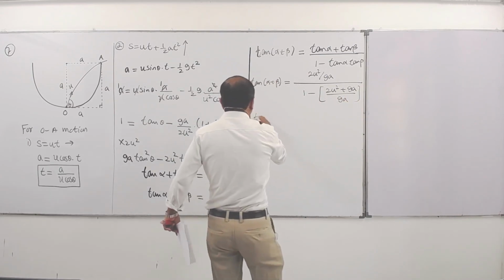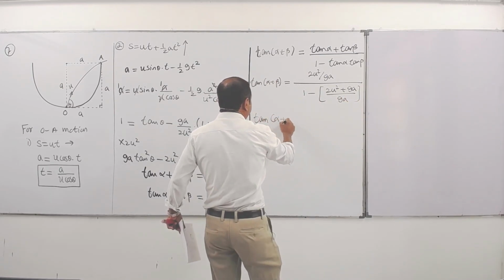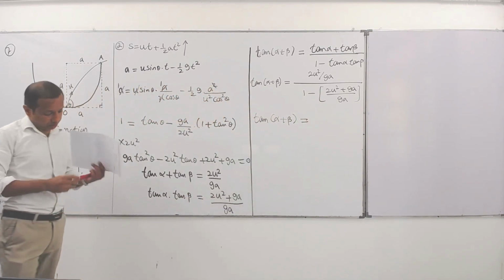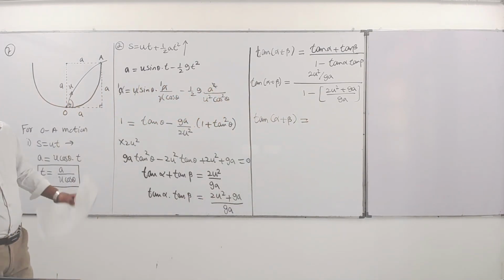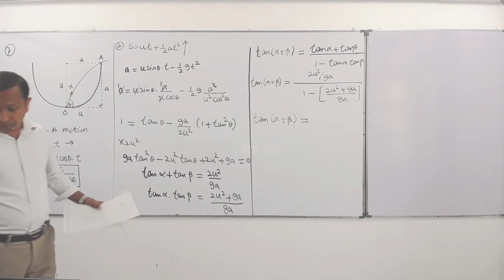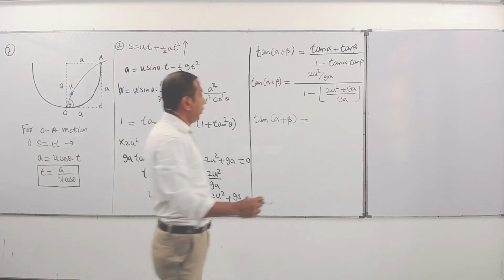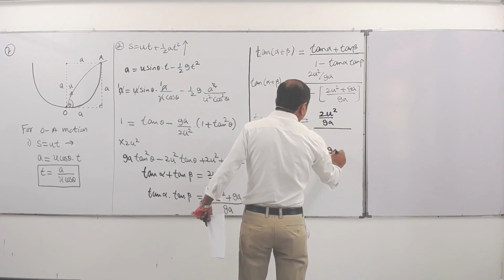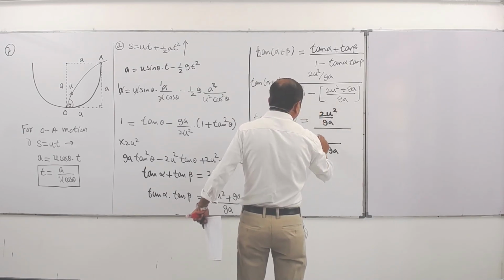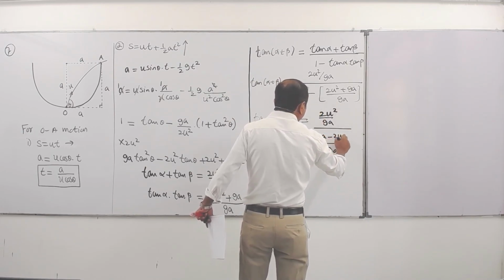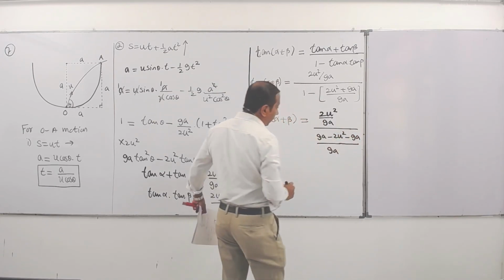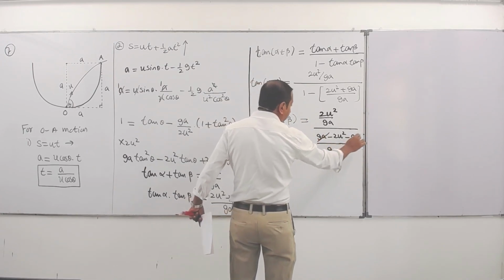Alright, now we can write this, simplifying further. We can write 2u squared over Ga. Here also Ga, when you take the common denominator, this is Ga minus 2u squared minus Ga. Right, okay. Then we can cancel down this and this.